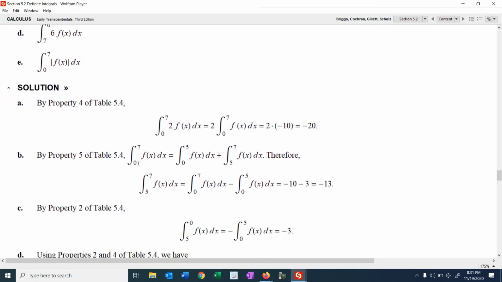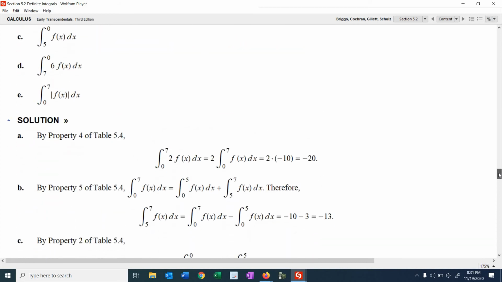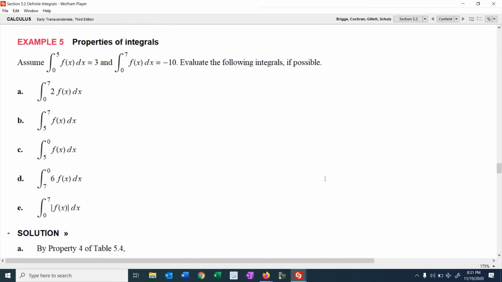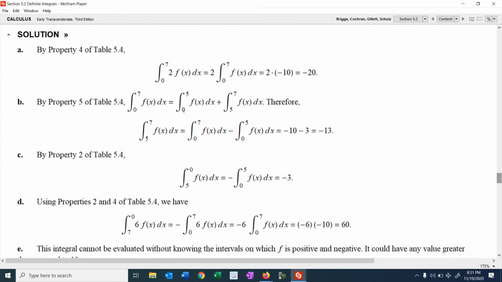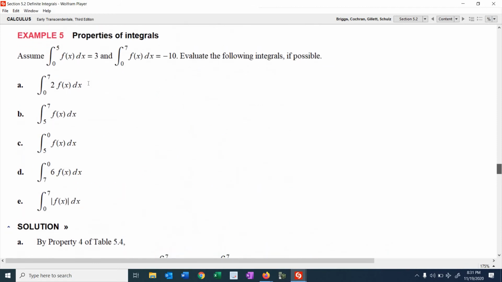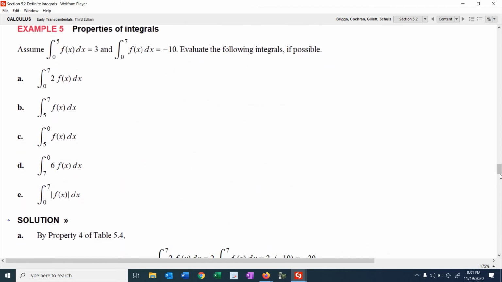Okay, but we do know this. From 0 to 7, that's equivalent to finding the definite integral from 0 to 5 and adding it to the definite integral that goes from 5 to 7. Okay, and we know the one from 0 to 7, that one happens to be negative 10. And then the one that goes from 0 to 5, we know that one happens to be positive 3.